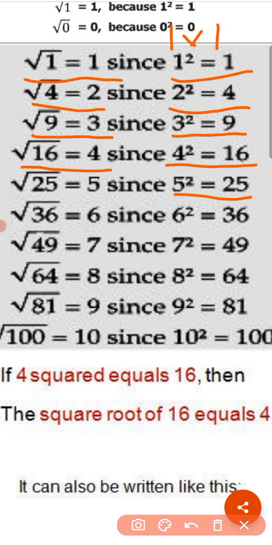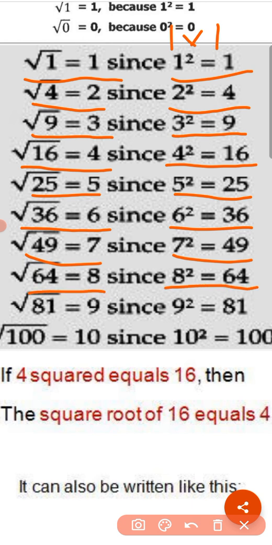5 squared is 25, square root of 25 is 5. 6 squared is 36, square root of 36 is 6. 7 squared is equal to 49, square root of 49 is 7. 8 squared is equal to 64, square root of 64 is 8. 9 squared is equal to 81, square root of 81 is equal to 9. 10 squared is equal to 100. So square root of 100 is equal to 10. Okay.